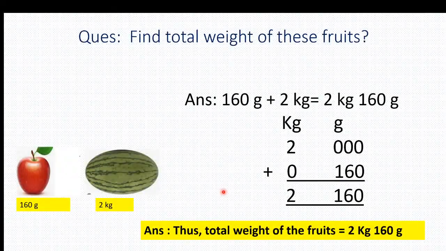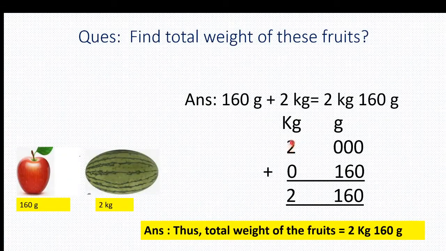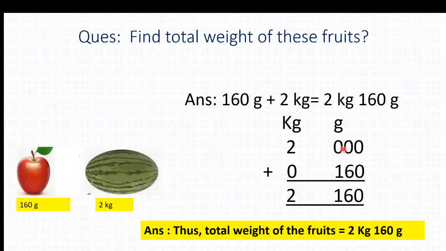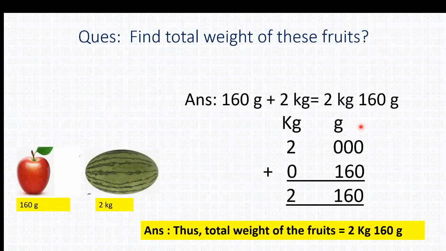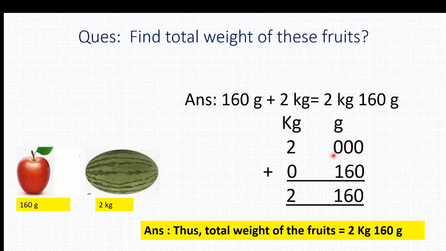My first step is to write the unit. Here I have written kg and here I have written gram. After that I have written 2 kg. You can see I have written 2 under the kg column, and here I have written 000 grams. Children, note that you should write gram in 3 digits. So here I have written 000, three zeros.